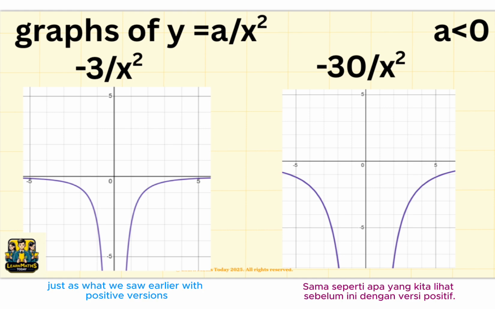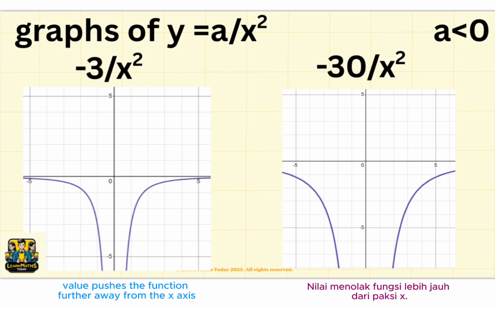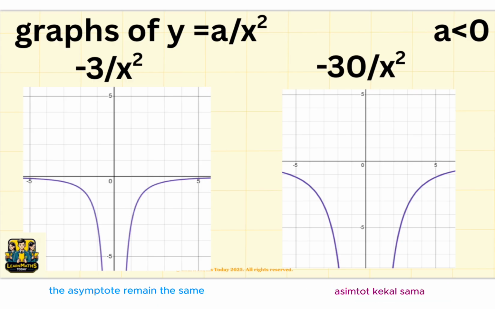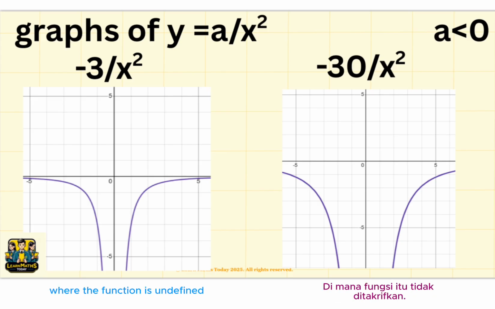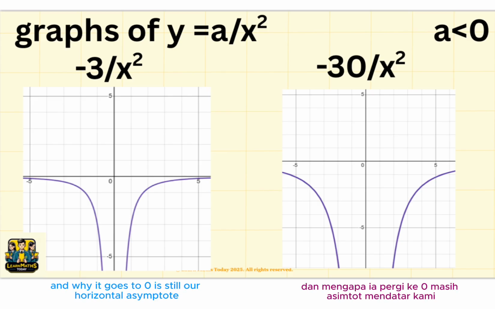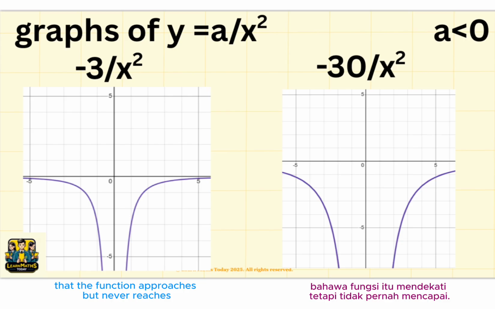Just as we saw earlier with the positive versions, the larger absolute value pushes the function further away from the x-axis. The asymptotes remain the same. x equal to 0 is still our vertical asymptote, where the function is undefined, and y equal to 0 is still our horizontal asymptote, that the function approaches but never reaches.